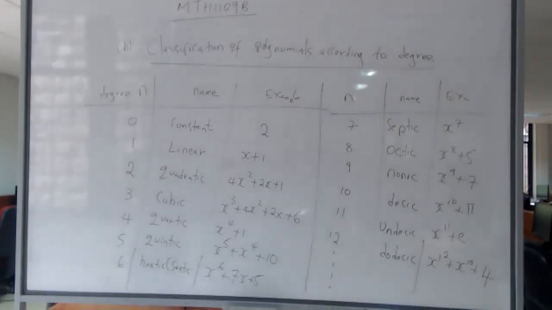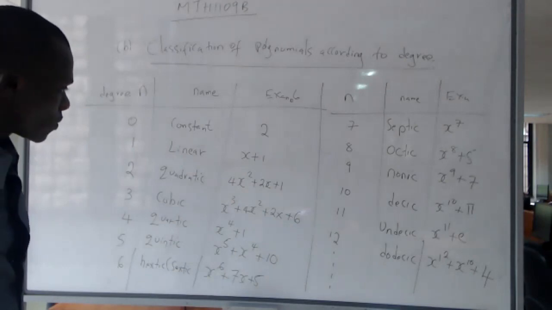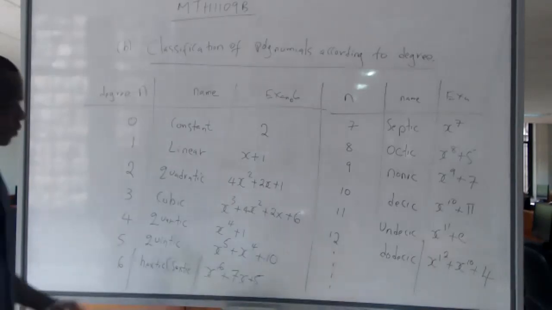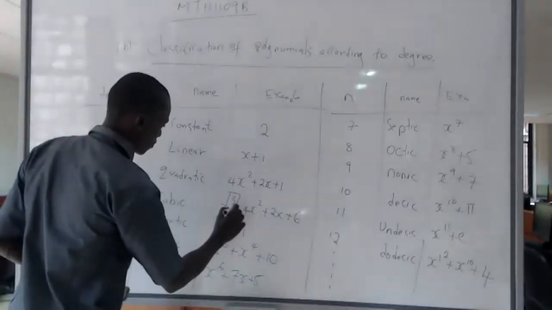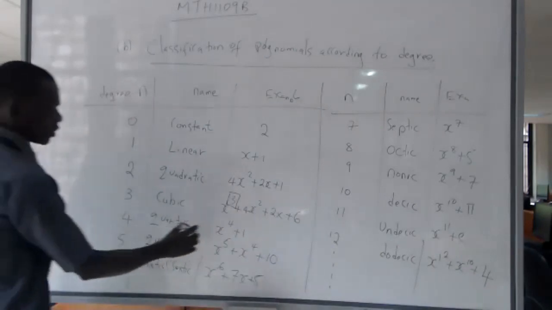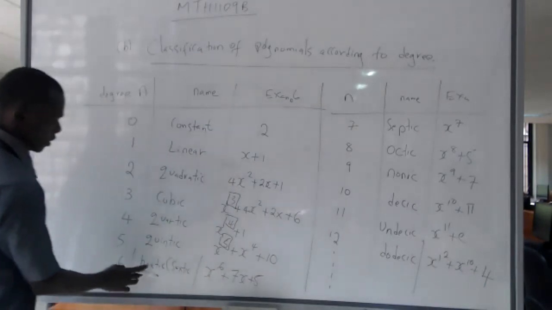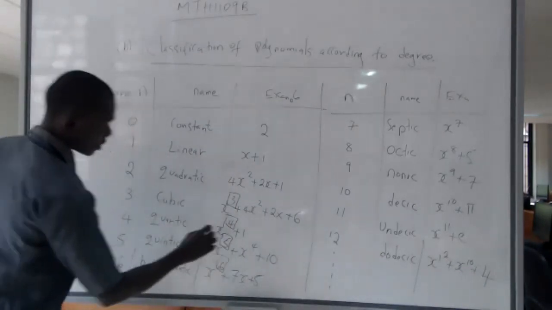Excuse me, sir. I have a question. Go ahead. So just to confirm, the degree names are being named according to the highest degree. For example, the third one is cubic because the highest power is 3. Yes, that's true. This is quartic because the highest is 4. This is quintic because the highest value is 5. This is sextic because the highest is 6.